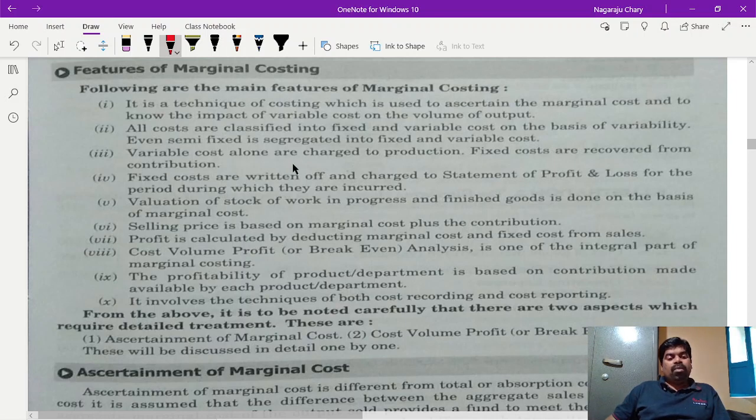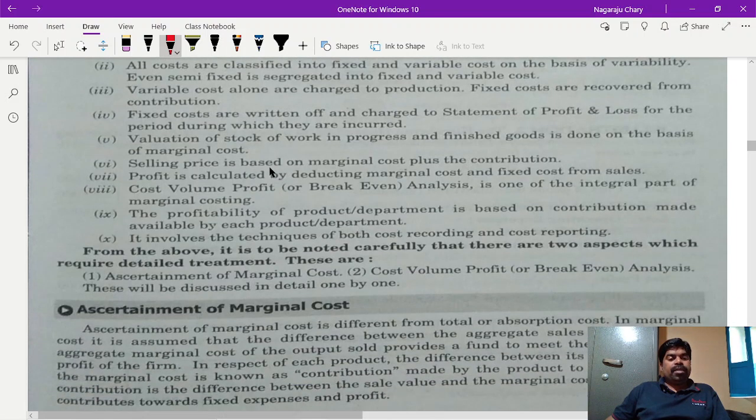Variable costs alone are charged to production. So yes, fixed costs are recovered from contribution. Variable costs are charged to production, so that's why it can be easily identified.